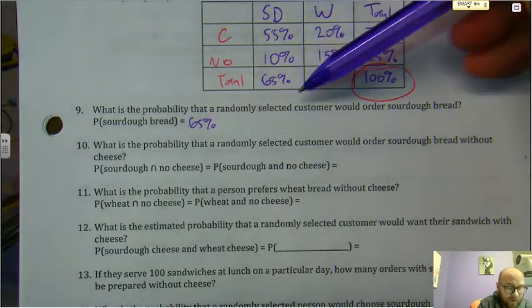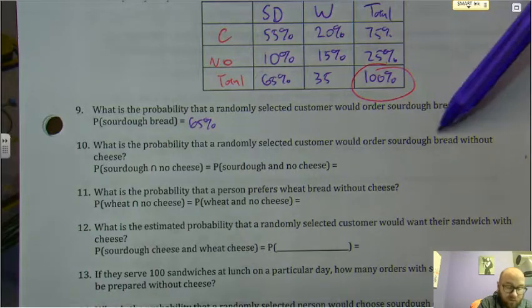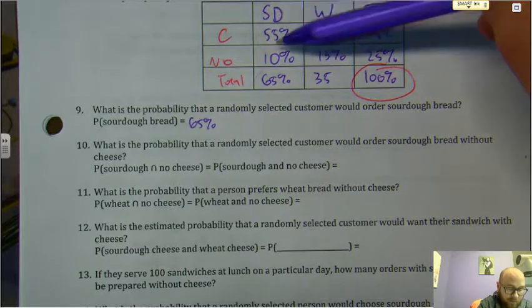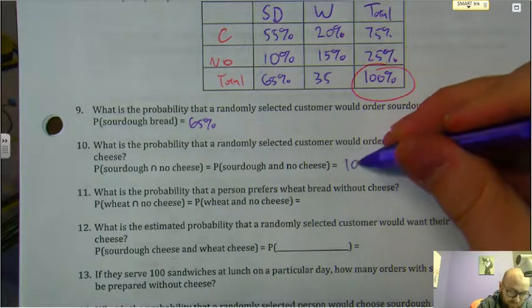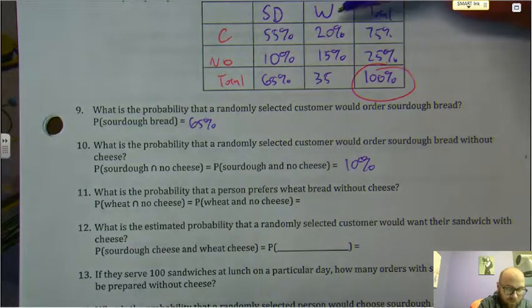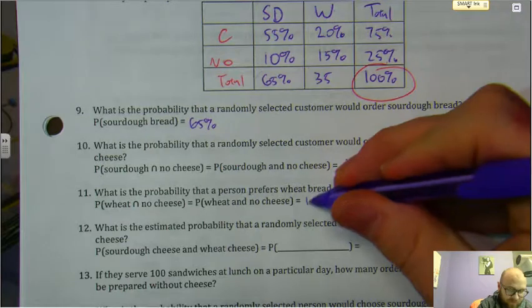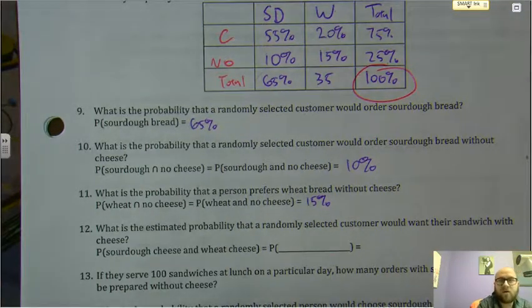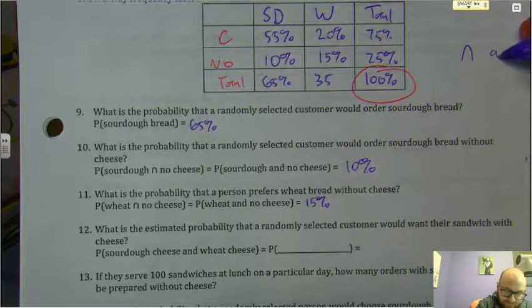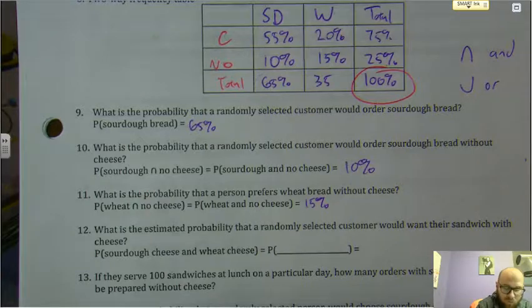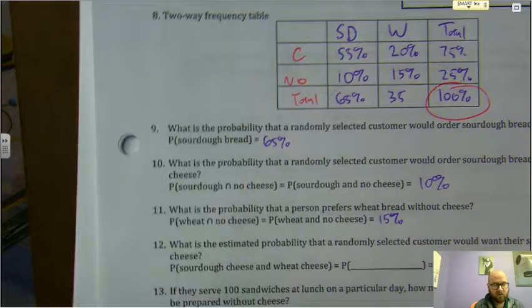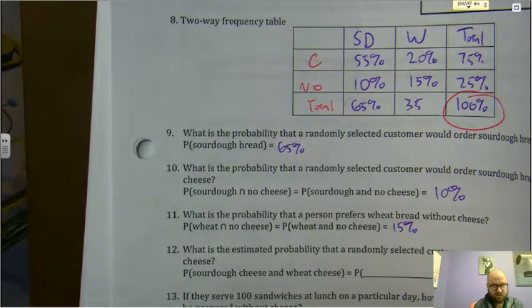What is the probability that a randomly selected customer would order sourdough bread without cheese? So sourdough and no cheese is 10%. What is the probability that a person prefers wheat bread without cheese? Wheat bread without cheese, 15%. And go on like that to figure out all of them. Remember, this symbol is and. This symbol is an inclusive or. All right. I believe that should be sufficient to get you started on all of this.